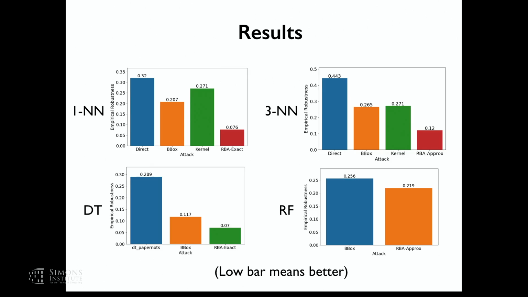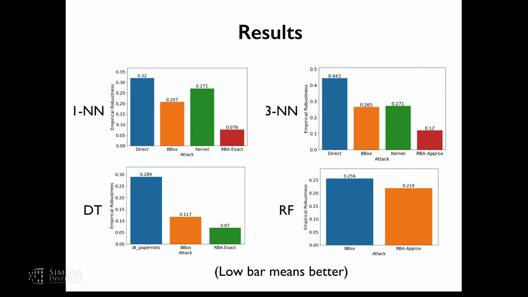Okay, so here are some results. What you see here is that low means better. Generally a low bar is not a good thing, but here a low bar means better. What you see is that the direct attack is not that great for 1 nearest neighbor, and the black box attack is actually pretty good. The kernel attack is also not that great, and RBA exact is the best.